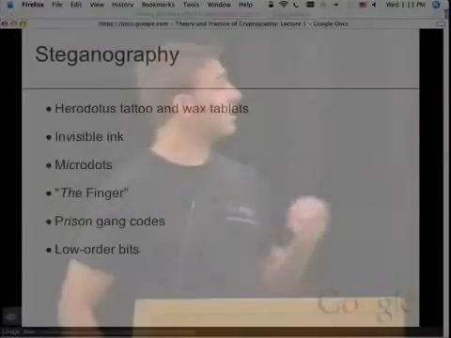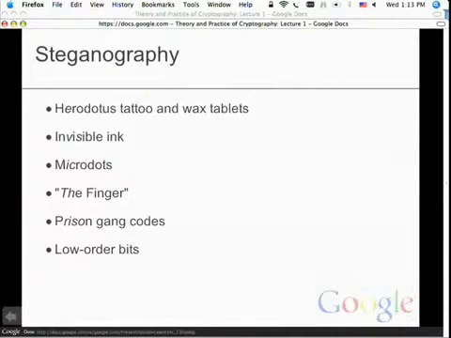So, kind of a side topic I wanted to mention, because it comes up a lot on the internet, people always talk about it, is steganography. Classically, this is the idea that you're hiding a message in plain sight. A classic one is Herodotus. He had a slave, and what he'd do is shave his head and tattoo the message on there, and the hair would grow back, and then he'd send the slave with the message. So the message is just there, but you have to know where to look for it.